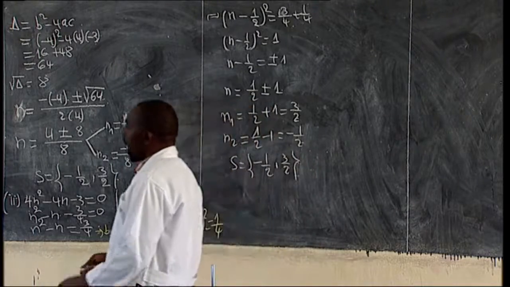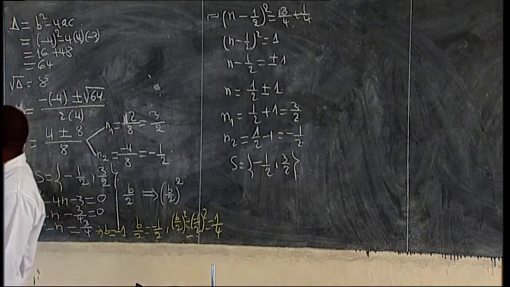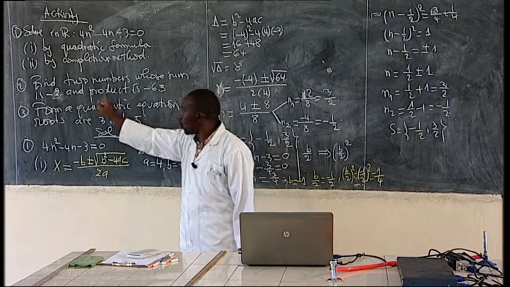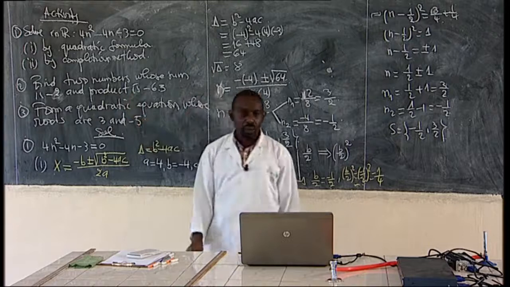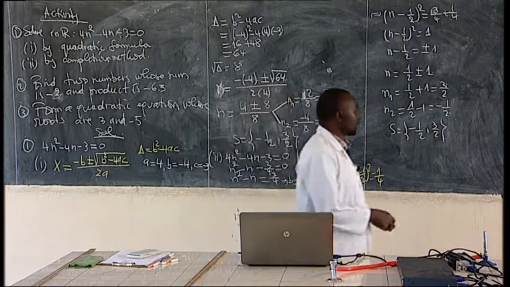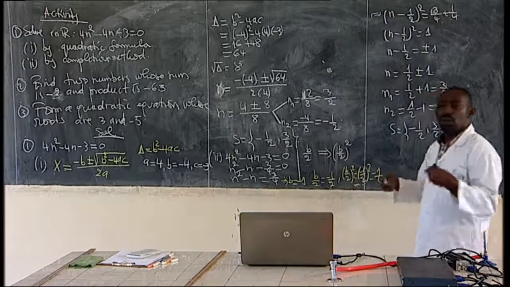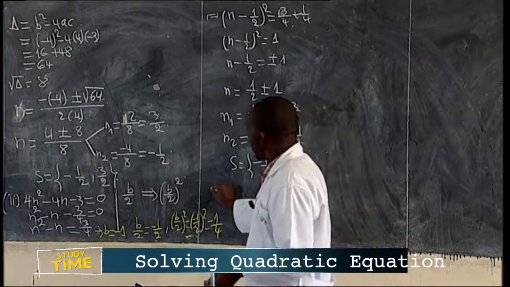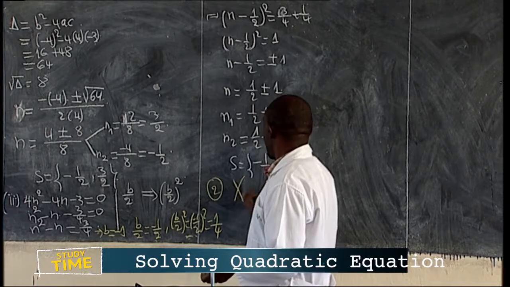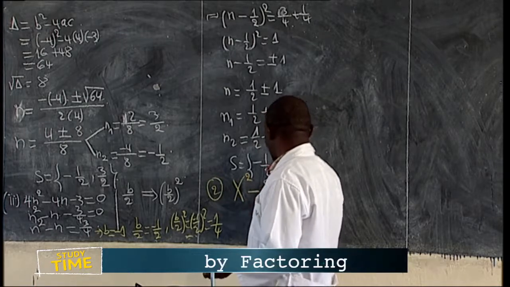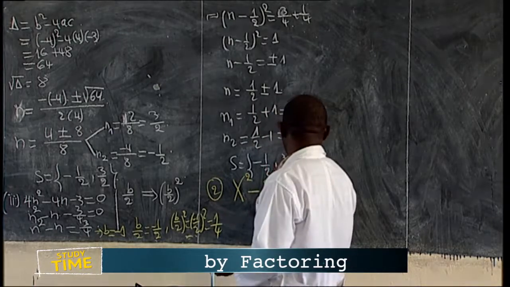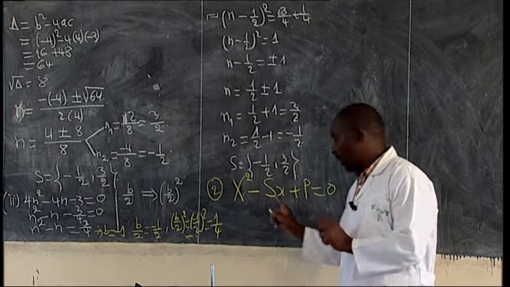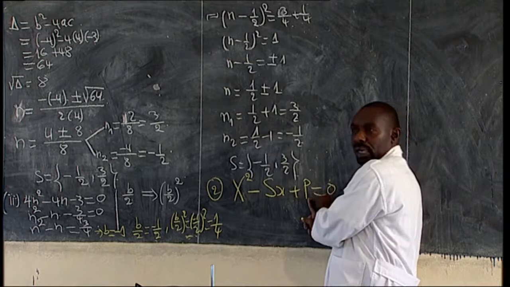Now, we have another question. Find two numbers whose sum is -2 and the product is -63. Remember that when you have the sum and the product of two numbers, you have to solve an equation of this form: x squared minus S x plus P equals 0, where S stands for the sum and P stands for the product.